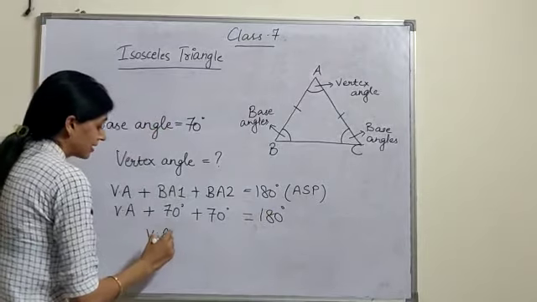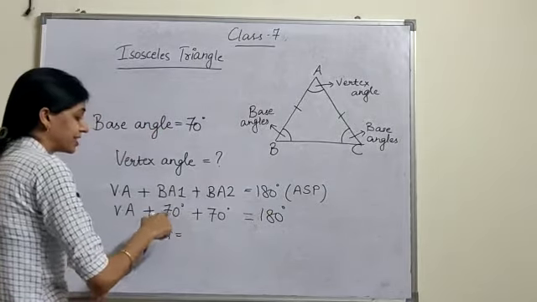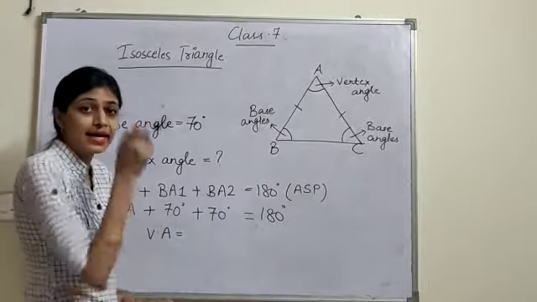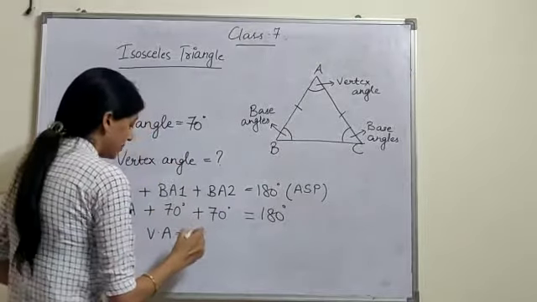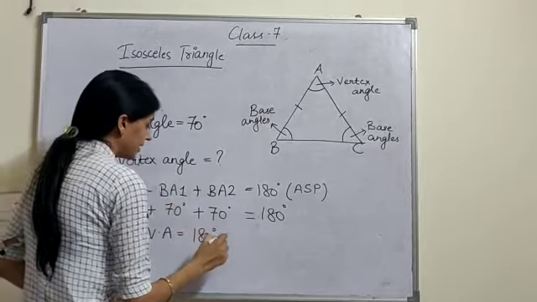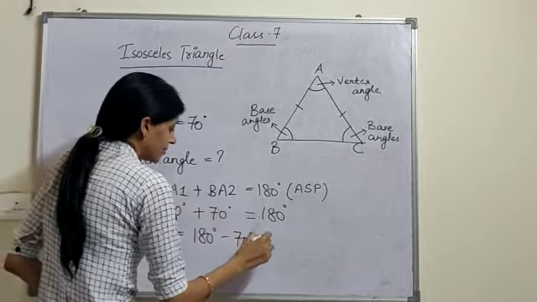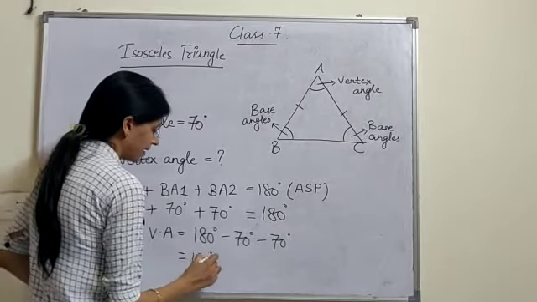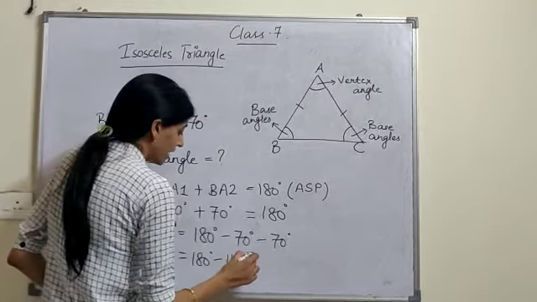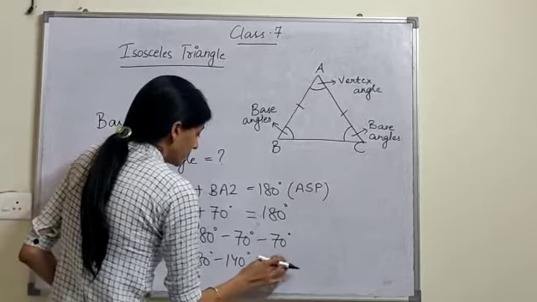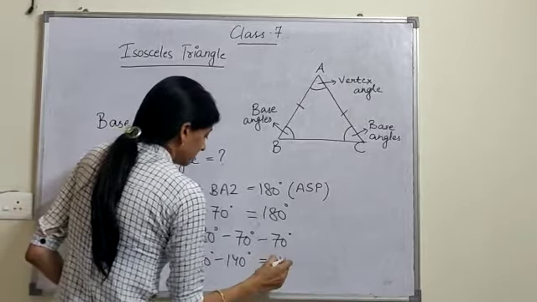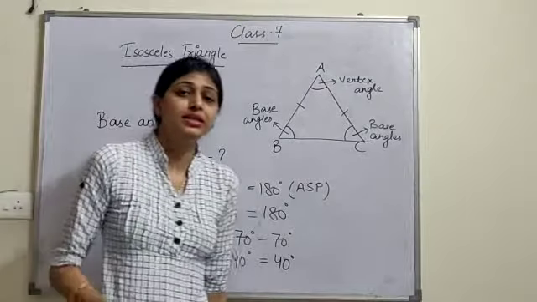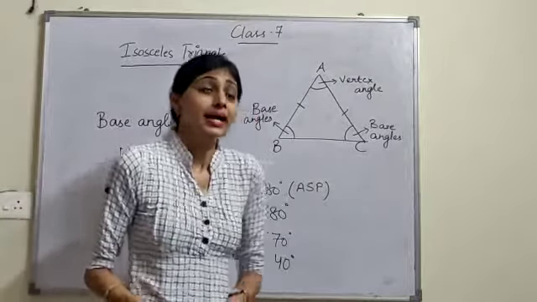So the vertex angle comes out to be 180 degrees; the 70 goes to the right-hand side and becomes minus 70. So it becomes 180 degrees minus 70 degrees minus 70 degrees. It comes out to be 180 degrees minus 140 degrees, which is 40 degrees. So your vertex angle will be 40 degrees. In this way we can find out the angle.